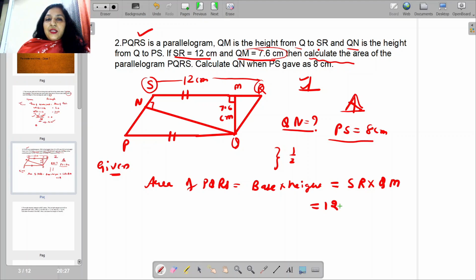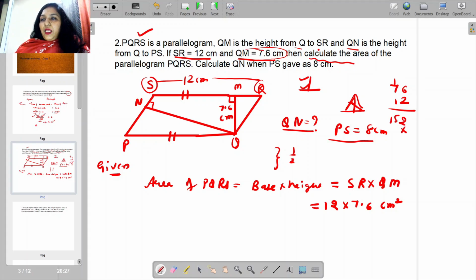SR is what? That is 12. QM is 7.6 centimeter. So answer, area is always in square unit. दोनों साइड सेंटीमीटर में है, so area का unit has to be centimeter square. Now 7.6 to be multiplied by 12. पहले I am overlooking this decimal. 2 into 6, that is 12. 7 into 2, 14, plus 1, 15, and then we have 76 here.